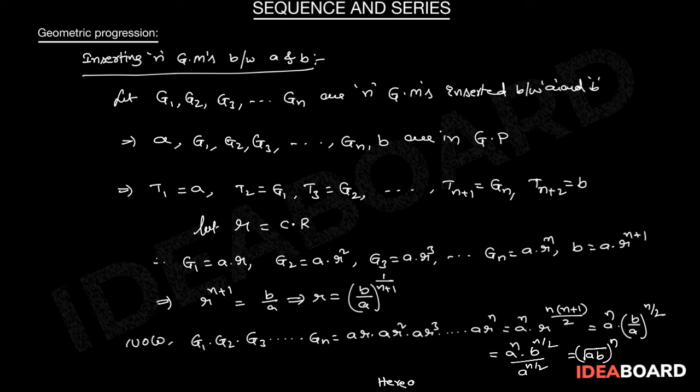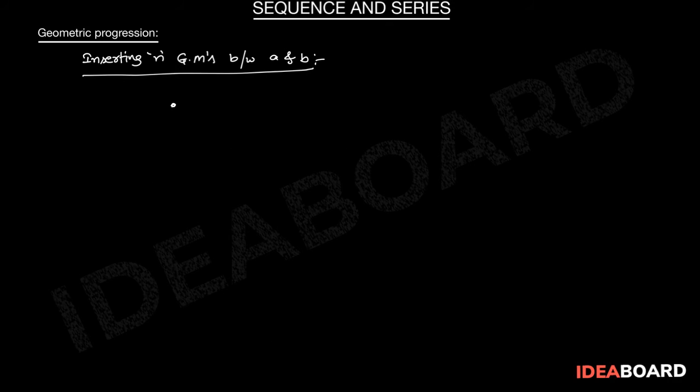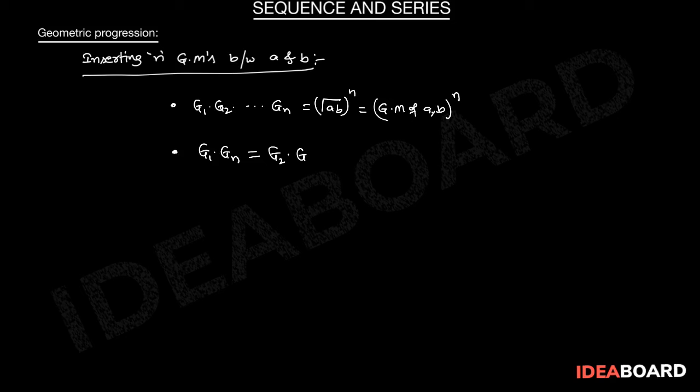Here AB is greater than 0. Therefore, G1 into G2 into and so on Gn, that is equal to root of AB whole to the power of n, that is equal to geometric mean of A comma B whole to the power of n. And another point is G1 into Gn, that is equal to G2 into Gn minus 2, that is equal to and so on equal to AB.